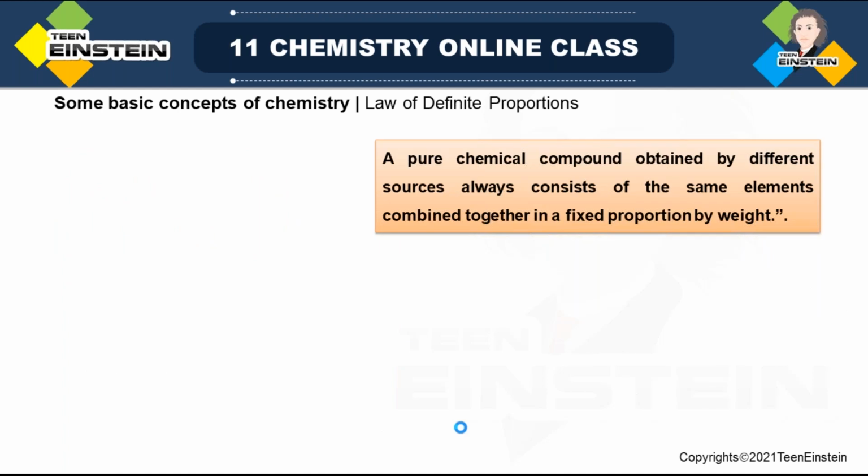Next law, that is the second law. It is saying that a pure chemical compound obtained by different sources. So a particular chemical compound you can make in different ways. It is not necessary that there will be always a particular way. You can make it in different ways. 3 to 4 ways may be there. Now whatever is the method you are following, it always consists of same elements combined together in a fixed proportion by weight.